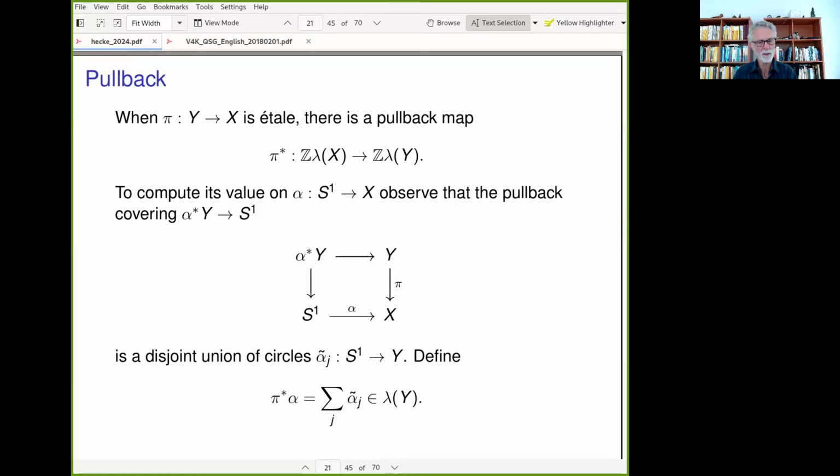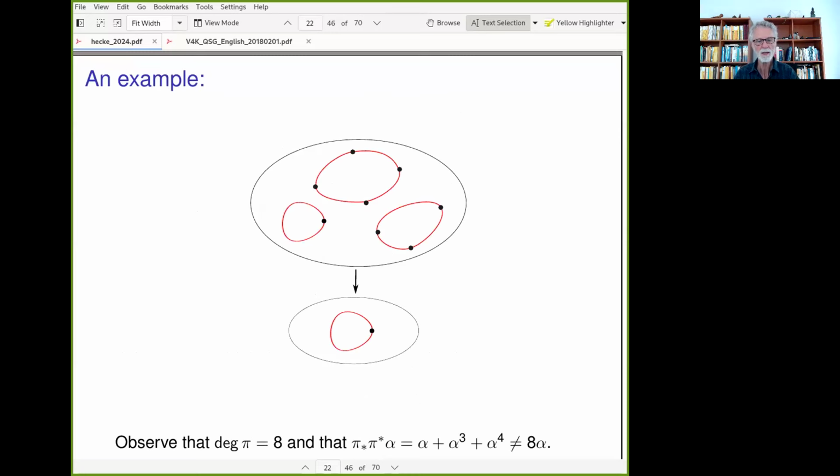Each gives you a circle in Y, and you define the pullback to be the sum of those. And if this looks like a bunch of formulas, let me show you a picture. So here's an example. I've put the base point in here. We don't really need the base point, but let me put it in here. So this map has degree 8, because the black point has 8 pre-images.